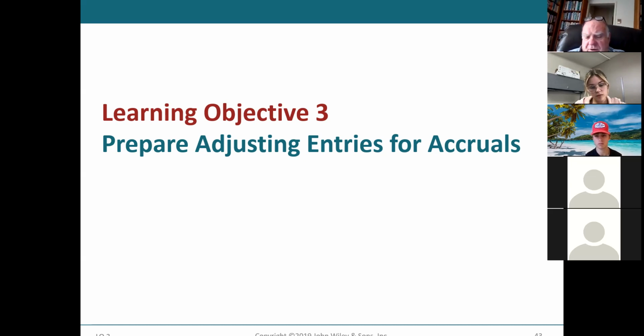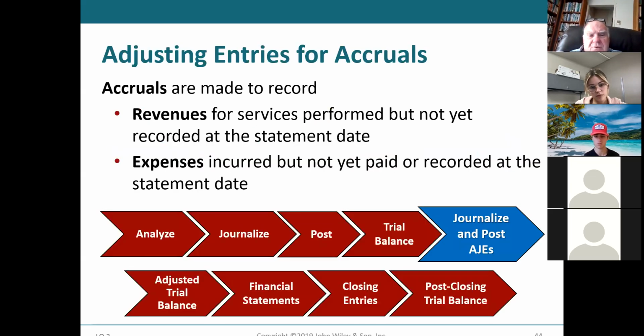Now let's get into the world of accruals, okay? Accruals are made to record revenue for services performed but not yet recorded, and expenses incurred but not yet paid. So you see the difference between a deferral and an accrual? A deferral, money changed hands in advance. Here, nobody's paid anything, but we have already incurred the expense. We've experienced it.